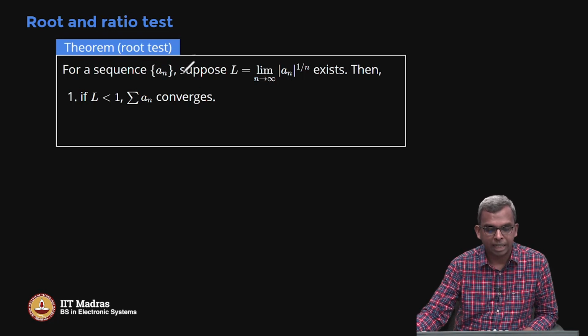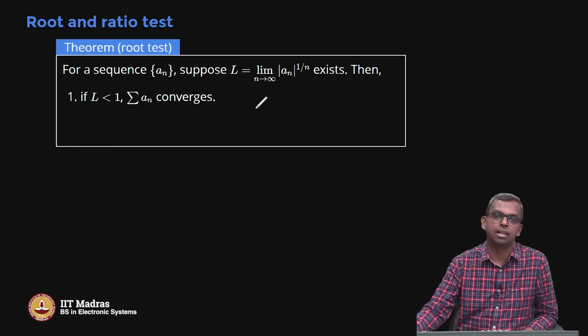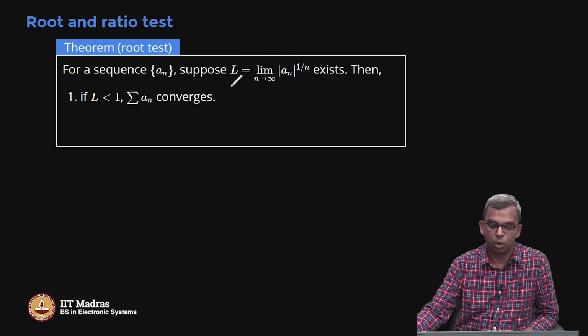If you have a sequence a_n, and suppose this limit exists. What is this limit? Absolute value of a_n raised to the power 1 by n. It's like the nth root of the absolute value of a_n. If that limit exists, and that's L, then it turns out if this L is less than 1, the series a_n converges.